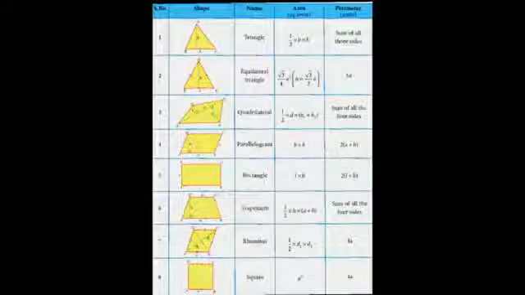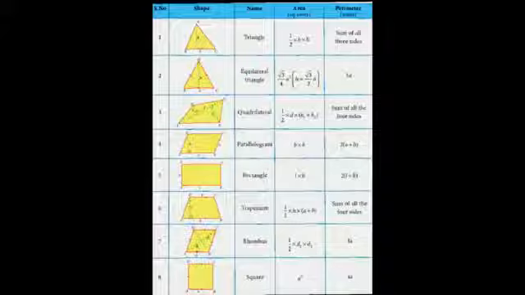The second one is equilateral triangle. Area root 3 by 4 a square. Perimeter 3a. Third one quadrilateral. Area half into d into h1 plus h2. The perimeter is sum of all four sides. Fourth one parallelogram. Area base into height.